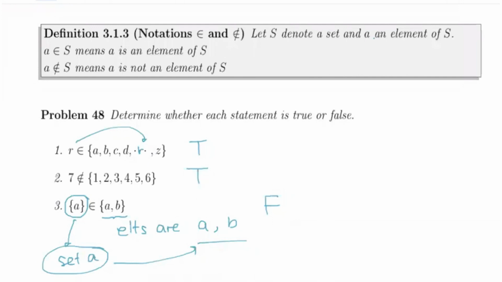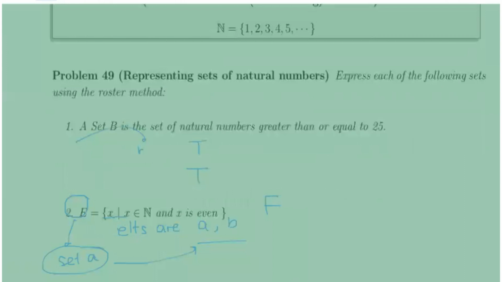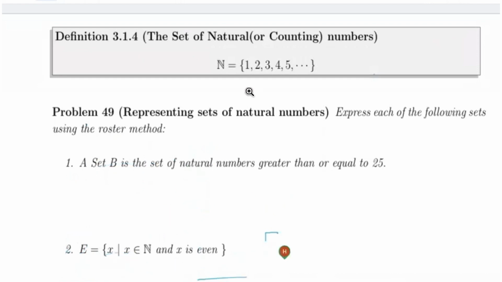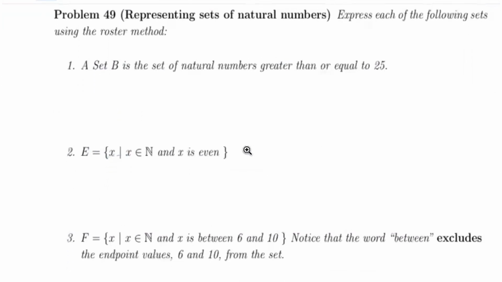All right, the next one is the set of natural numbers, the counting numbers. So I want to pull it up here. We all learned the meaning of natural numbers and counting numbers. Okay, that's the bottom half of page 77. All right, so this is the set of natural numbers or counting numbers. And I want you to practice this for problem 49.